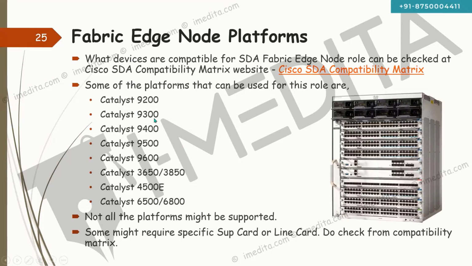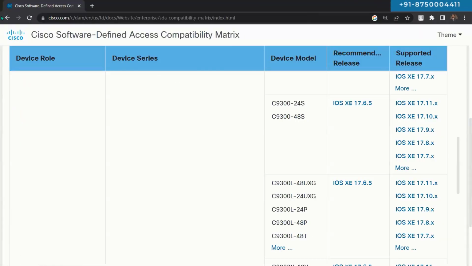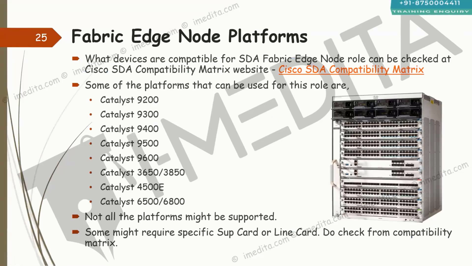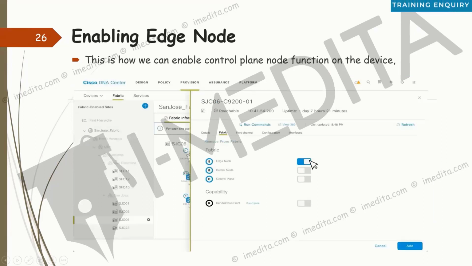So how to enable a device for the SDA role? Very simple. Let me show you on that same dCloud portal that we used earlier. I will go to the same portal and show you how we can enable the fabric edge node role onto a device. Considering that we have built our network and made all the reachability, if you want to enable the fabric edge node role onto the device, all you need to do is go to that particular switch and enable this checkbox. Let me quickly show you.